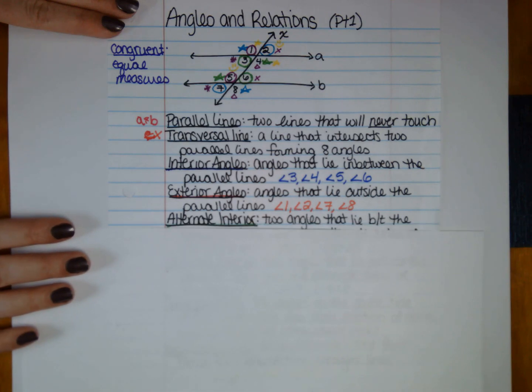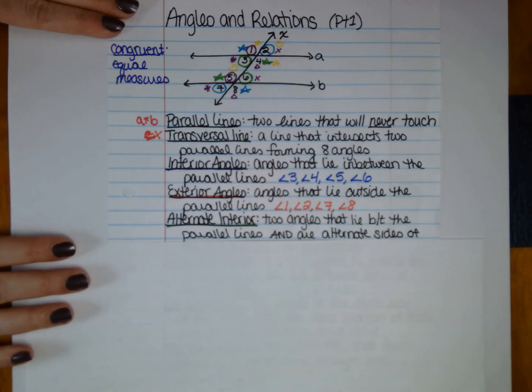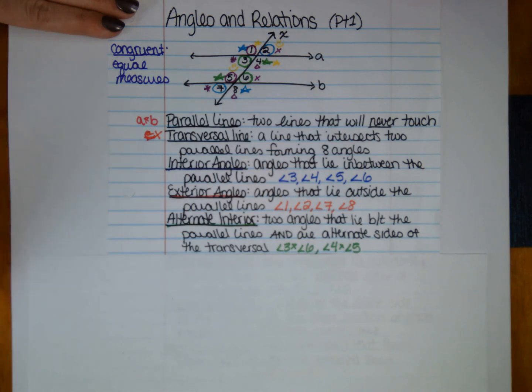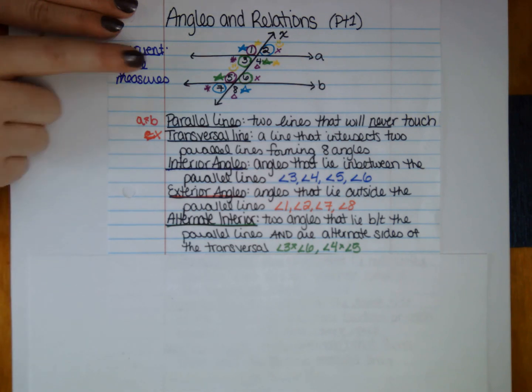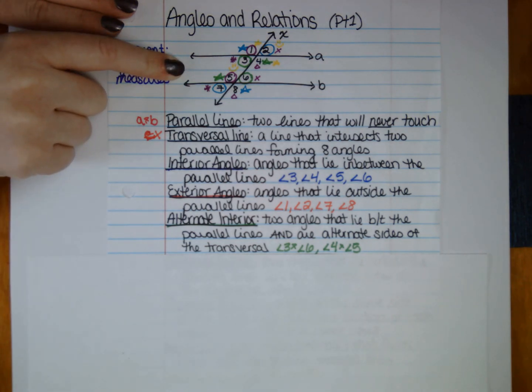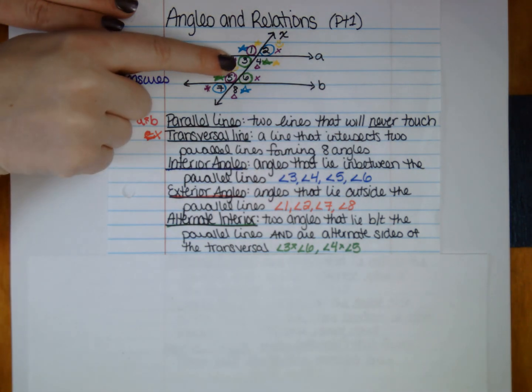Moving on, we have alternate interior angles. These are two angles that lie between the parallel lines, so they have to be inside, and are on alternate sides of the transversal. So we have 3 and 6. They're both green and they're circled, so that tells me that they are a pair of alternate interior angles. They're both inside the parallel lines. One is above and to the left of the transversal, the other is below and to the right.